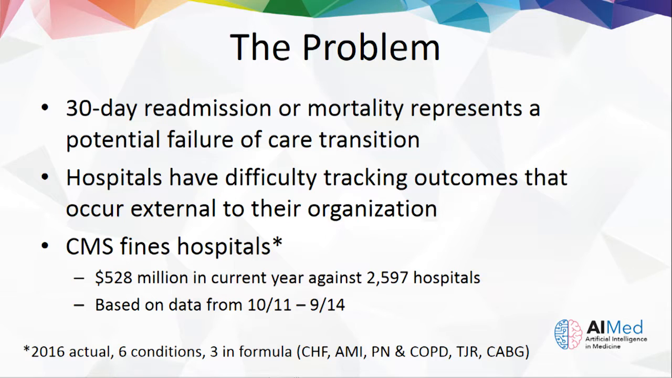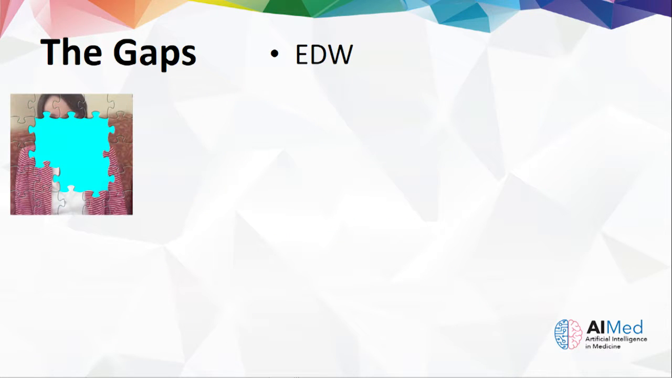Now, this may not be a problem among pediatric hospitals, but certainly among acute care, where there are penalties by Medicare patients. And these penalties last year, as of October 1, were $528 million and affected almost 50% of the 5,500 hospitals in the United States. So, and they track them against 6 conditions: CHF, AMI, pneumonia, COPD, total joint replacement, and CABG. So that's what we're talking about.